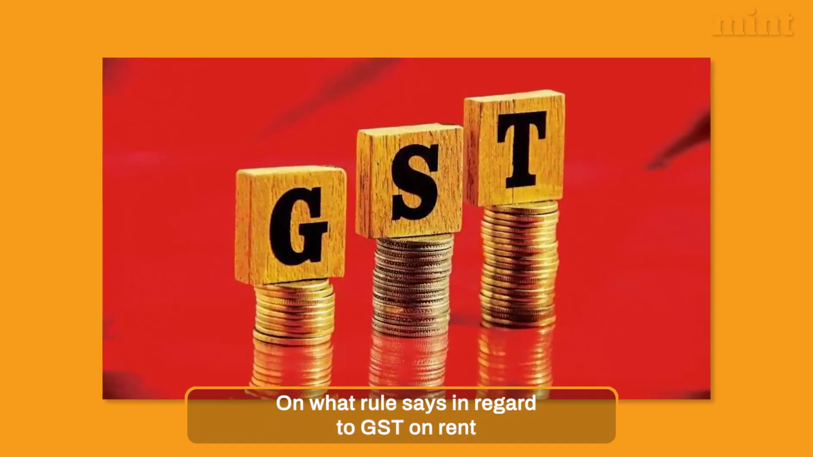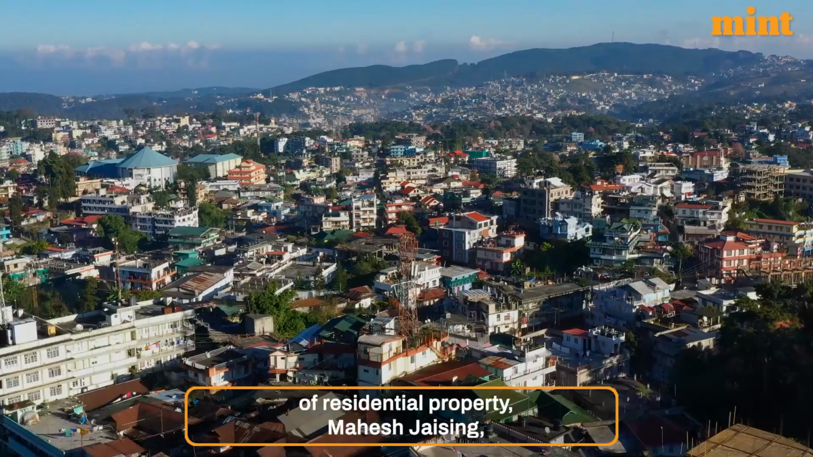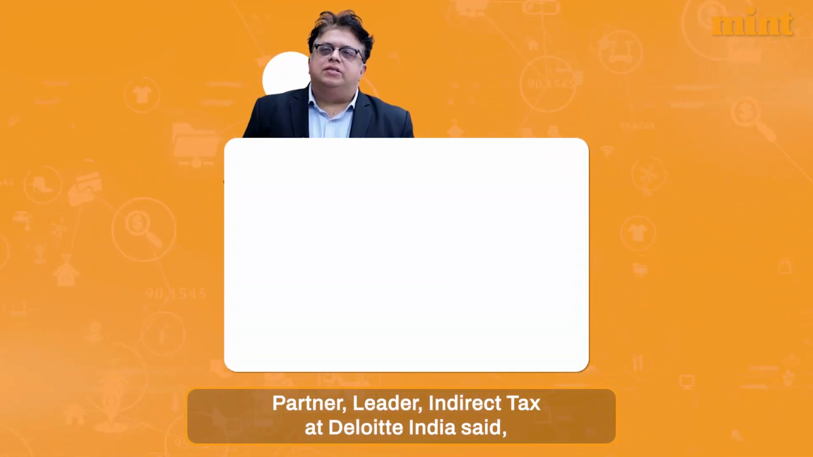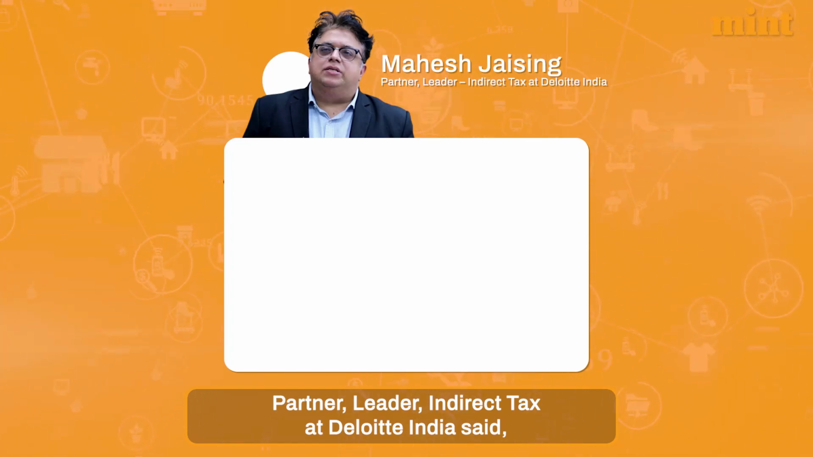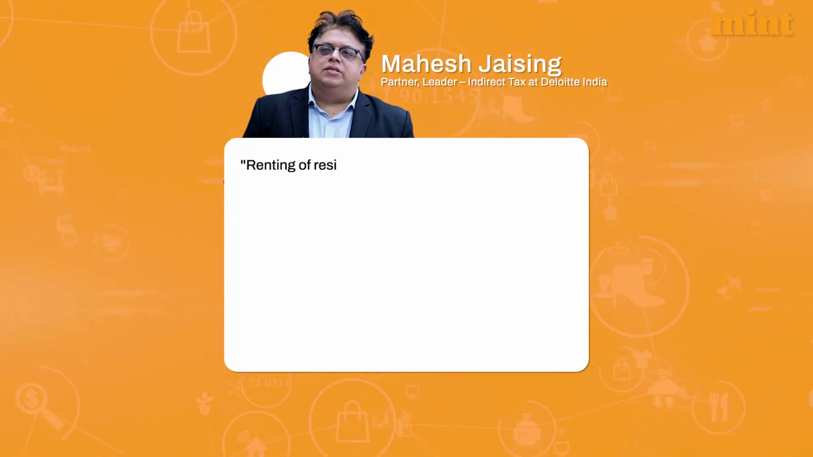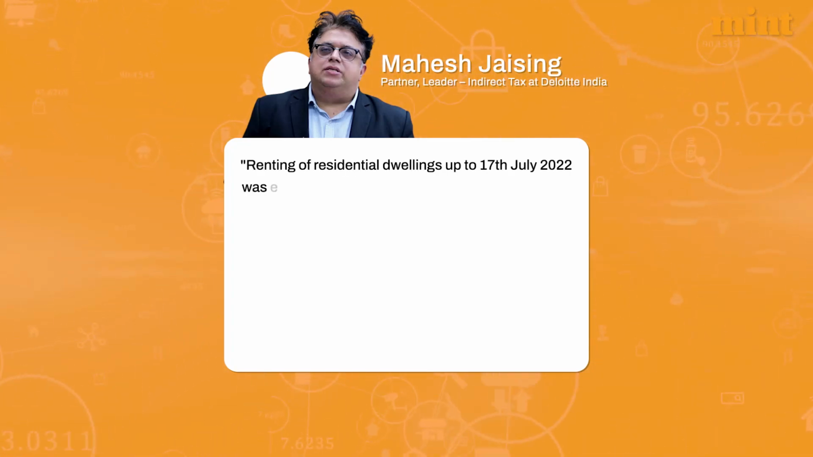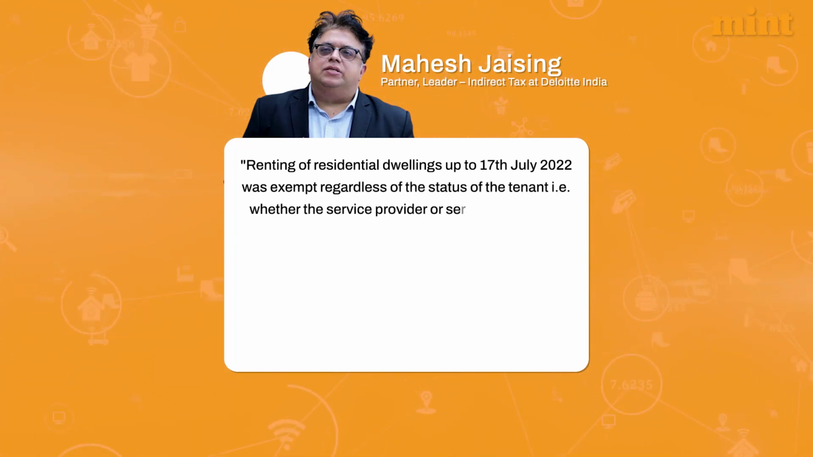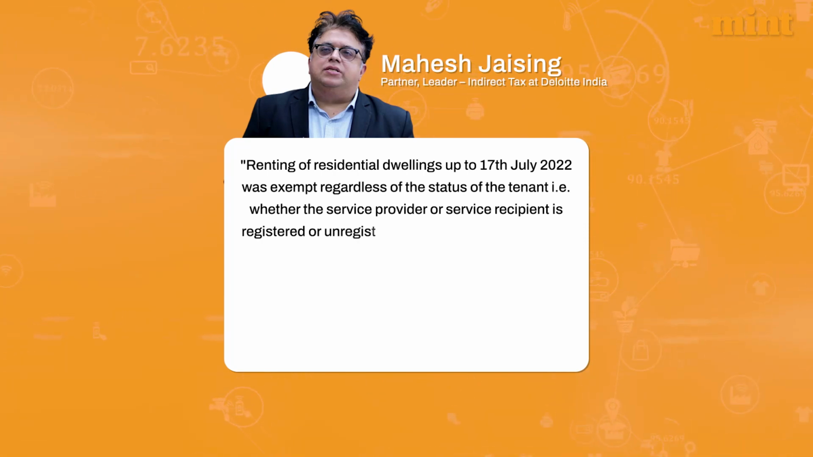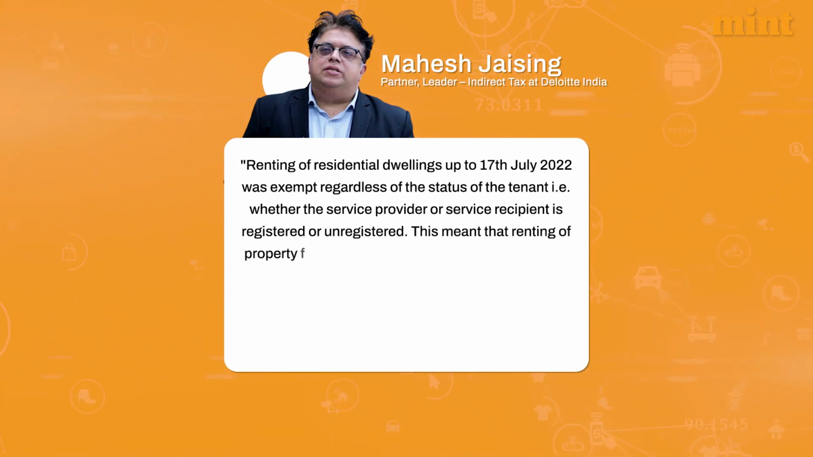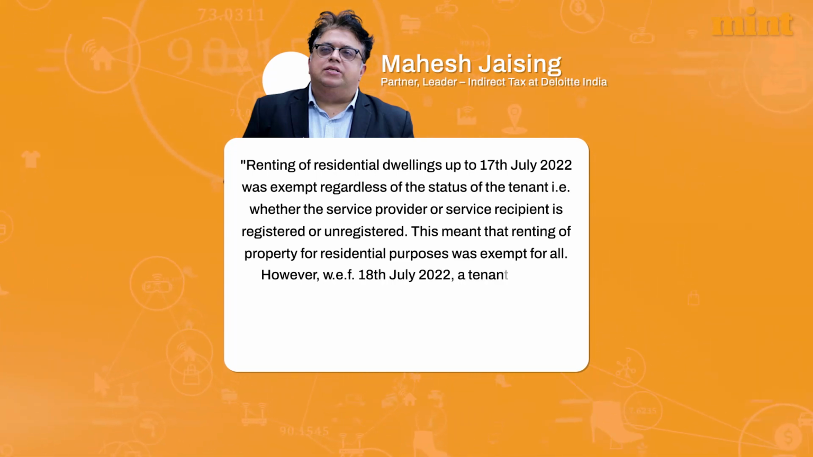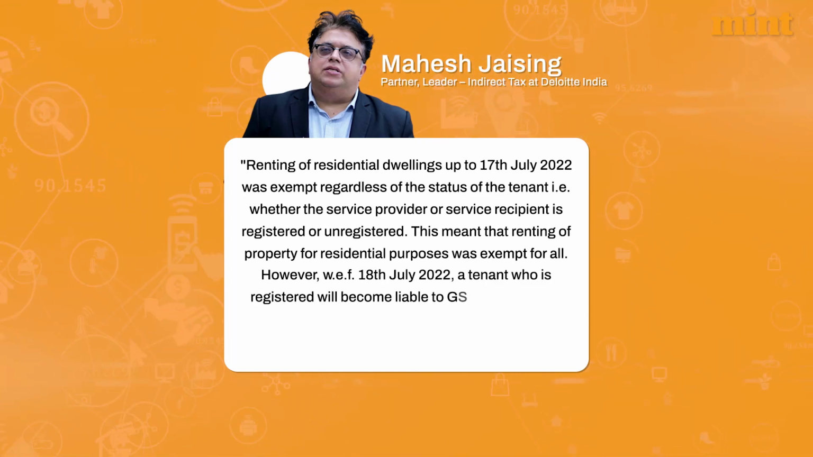On what the rule says in regard to GST on rent of residential property, Mahesh Jaisingh, partner, leader, indirect tax at Deloitte India said, renting of residential dwellings up to 17th July 2022 was exempt, regardless of the status of the tenant, that is whether the service provider or service recipient is registered or unregistered. This meant that renting of property for residential purposes was exempt for all.